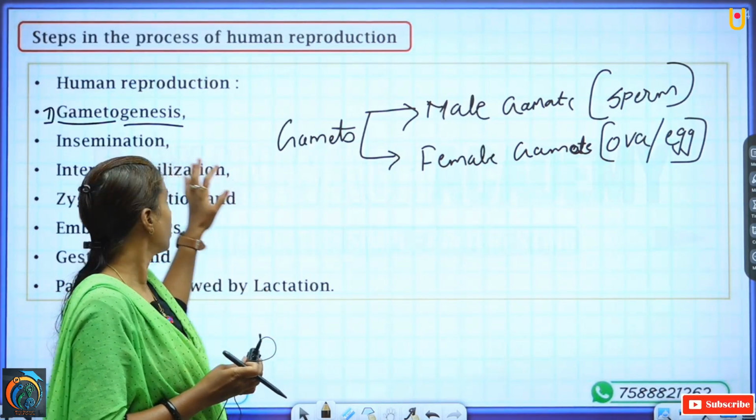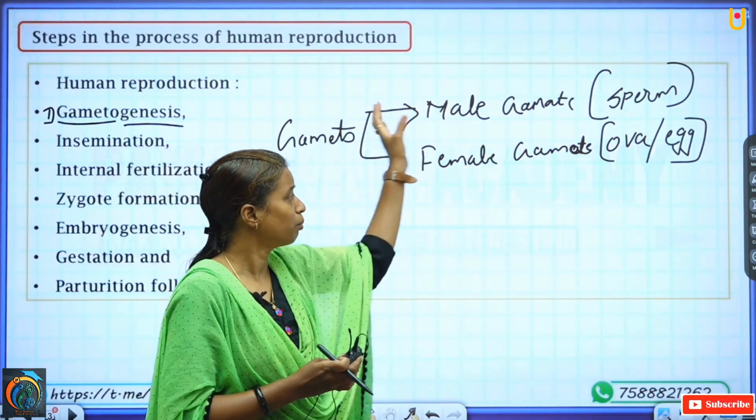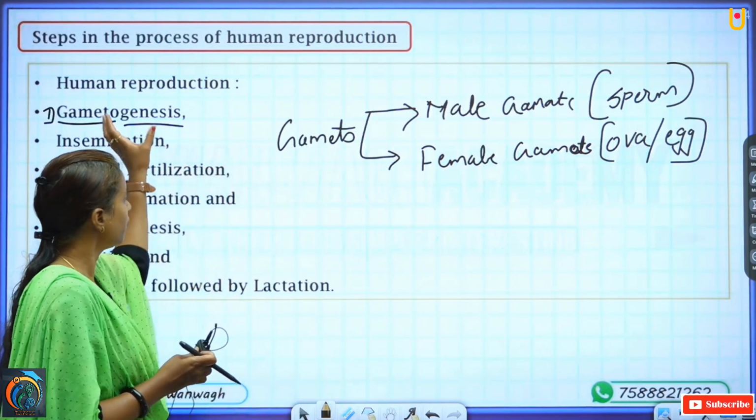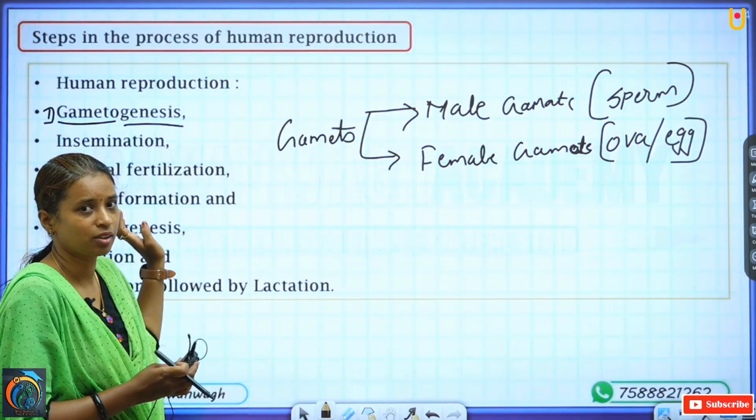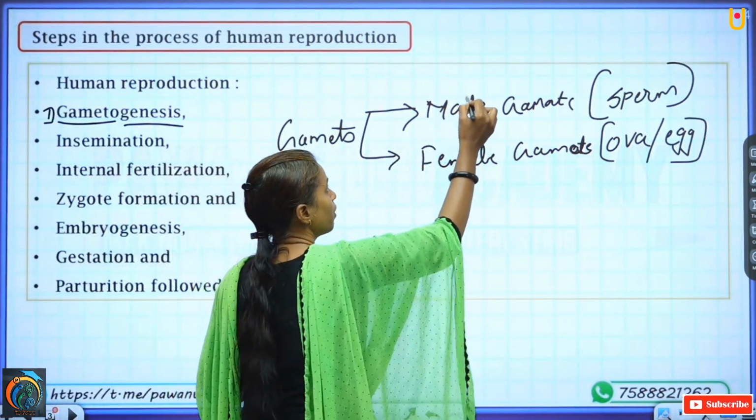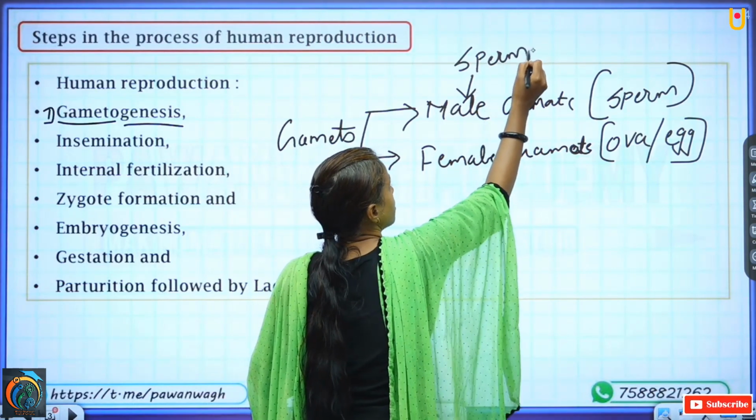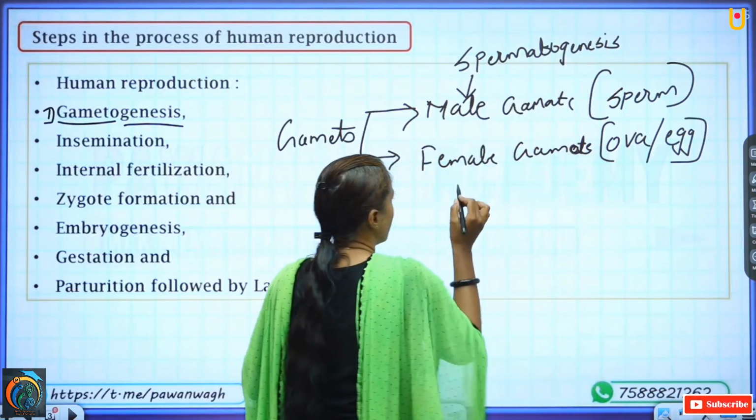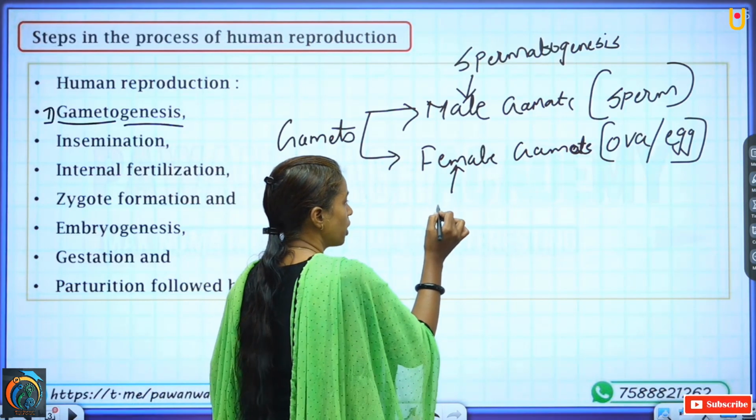Did you get clear with this term? Gametogenesis. There are two types of gametes, male gametes and female gametes. Male gametes are sperms, female gametes are egg or ova. The process of formation of these gametes is known as gametogenesis. The process of formation of male gamete is known as spermatogenesis, and the process of formation of female gamete is known as oogenesis.